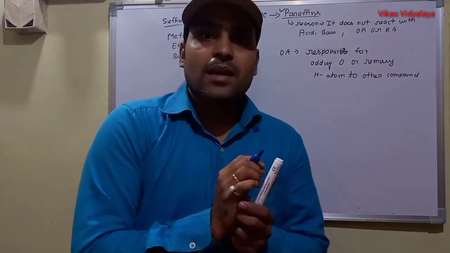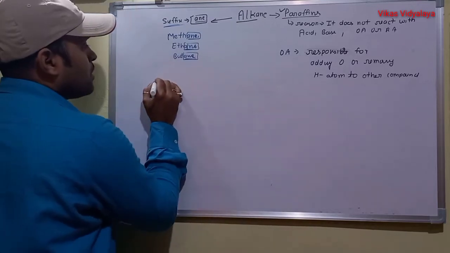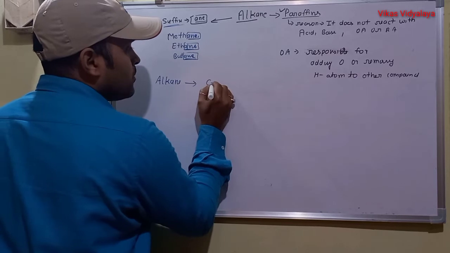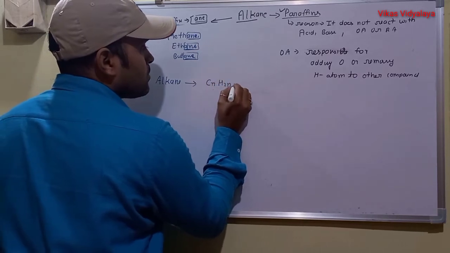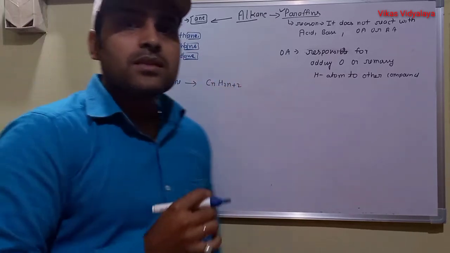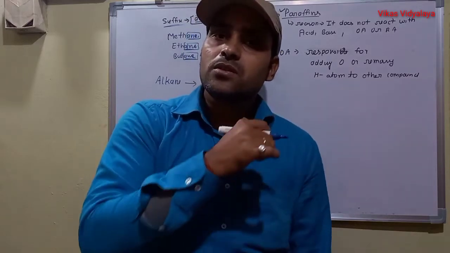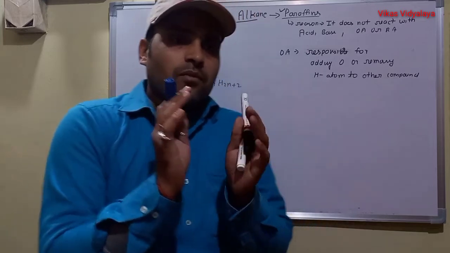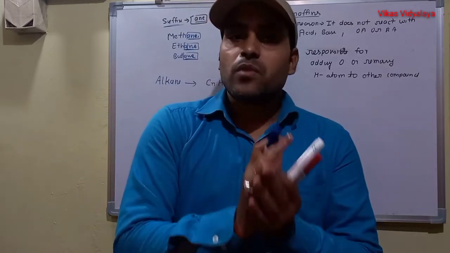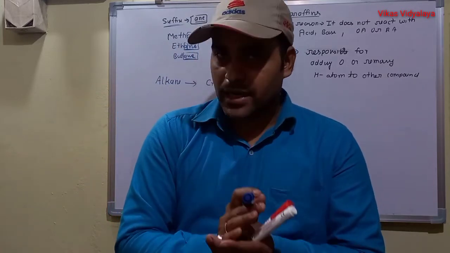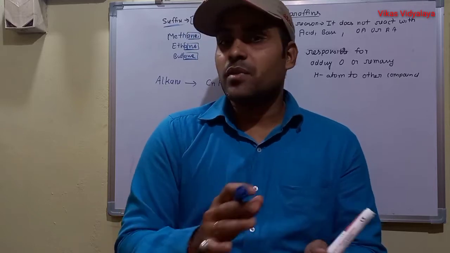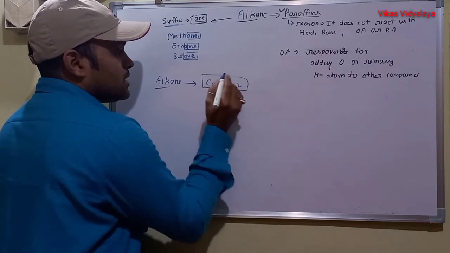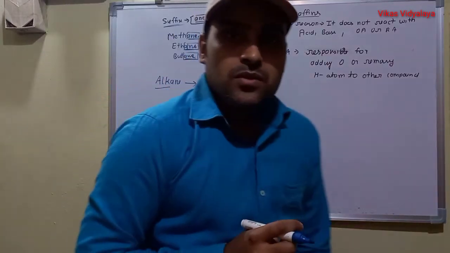The second thing about this is that alkane has a general formula CnH2n plus 2. This question is asked in objective questions like, from the following examples, what is the general formula of alkane, or maybe alkene, or maybe alkyne? So remember it, for alkane the general formula is CnH2n plus 2. It was asked in a previous question.